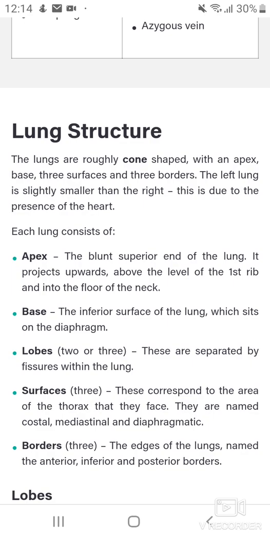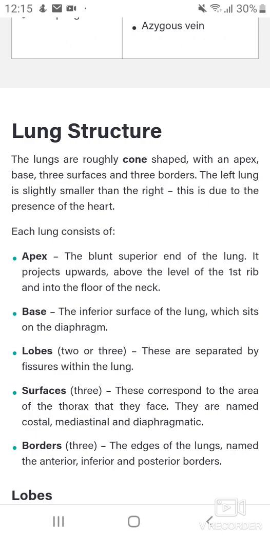First of all, we discuss the apex. What is the apex? The blunt superior end of the lung. It projects upward above the level of the first rib and into the floor of the neck. Next, the base, the inferior surface of the lung which sits on the diaphragm. Lobes: 2 or 3 lobes.